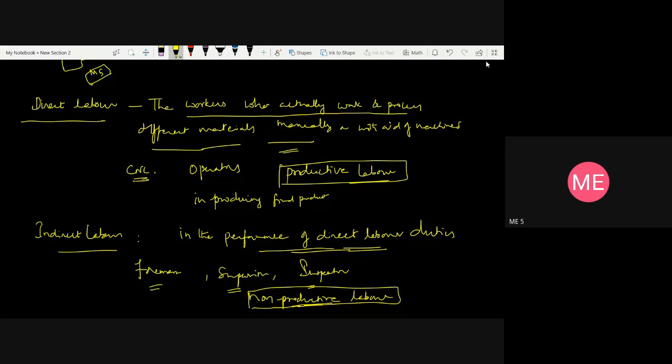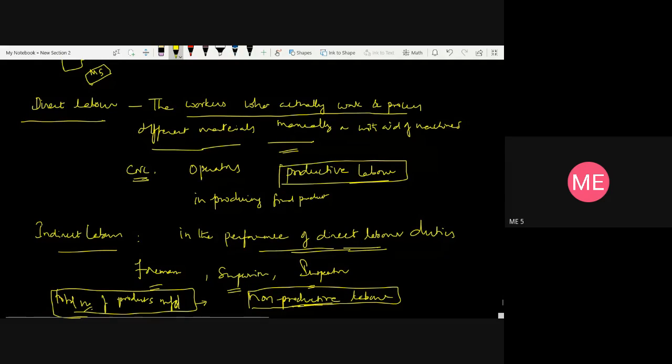The nature of these duties is such that the wages or salaries payable to them cannot be charged directly to a particular job, but can be charged to the total number of products manufactured. So based on the total number of products manufactured in a particular month, we can give the wages to these indirect labors. So this is about the indirect labor cost.